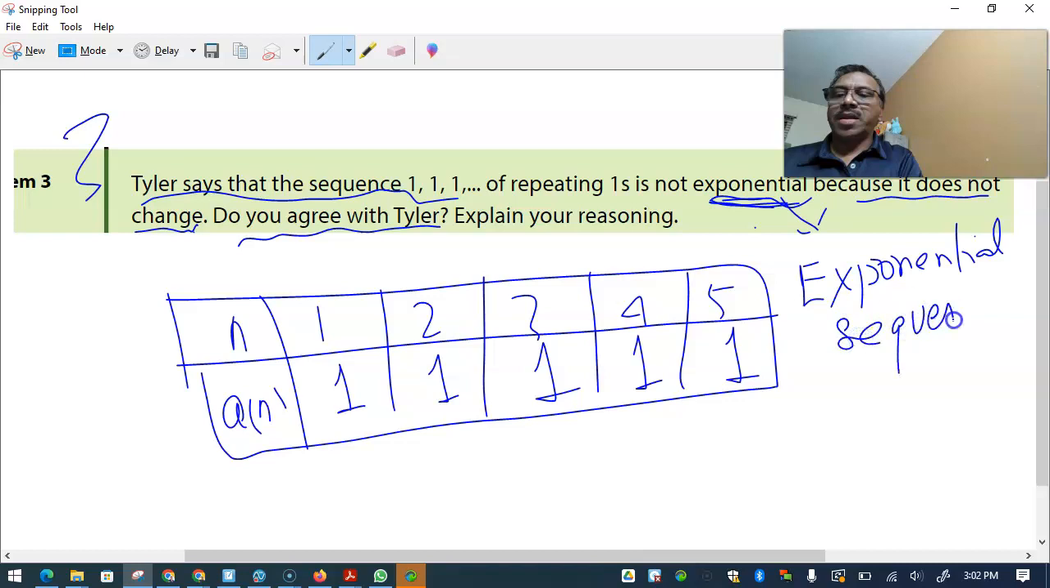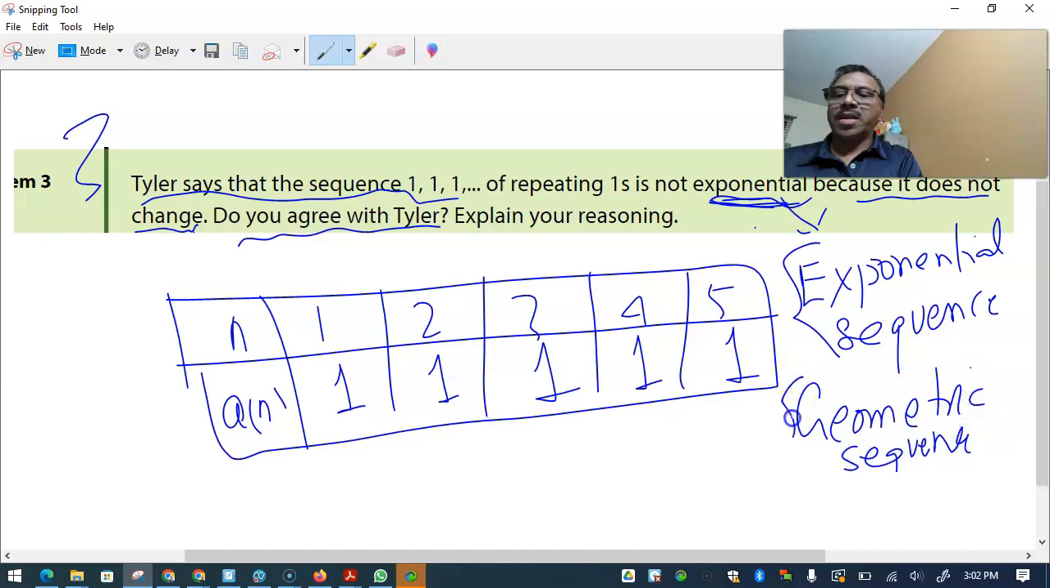Okay, first thing is what's the difference between an exponential sequence and a geometric sequence? A sequence is geometric if every time you multiply by the same factor. There should be some number, which is called a growth factor, decay factor here, or just a factor.